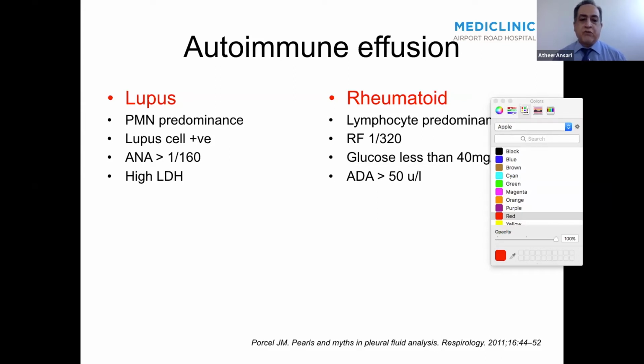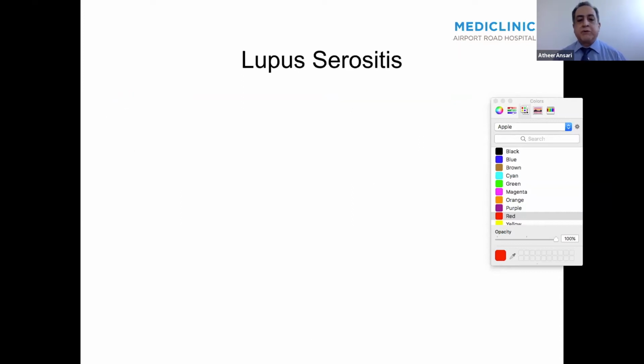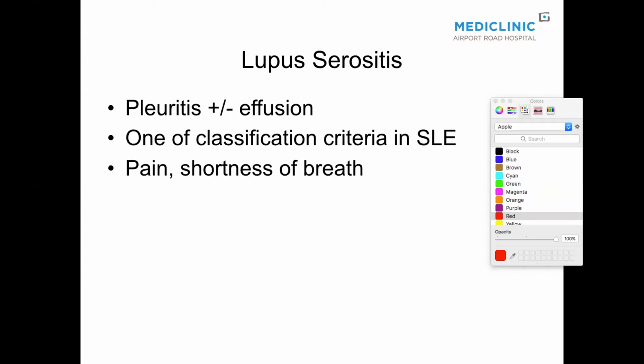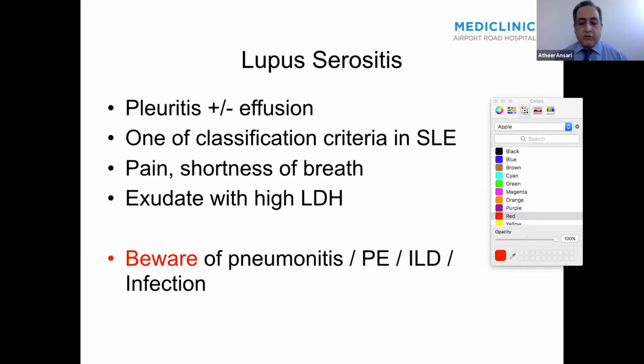And you see some differences between what you call lupus and what you call rheumatoid. Lupus serositis, as I said, is one of the conditions we talk about mainly, because most unidentified serositis presenting for the first time might well be lupus. It could be other things, but lupus is higher in probability. It could be pleuritis, it could be effusion. There are classification criteria for lupus that were just recently published last year. And the pain, shortness of breath, exudate on aspirate with the high LDH as we described.